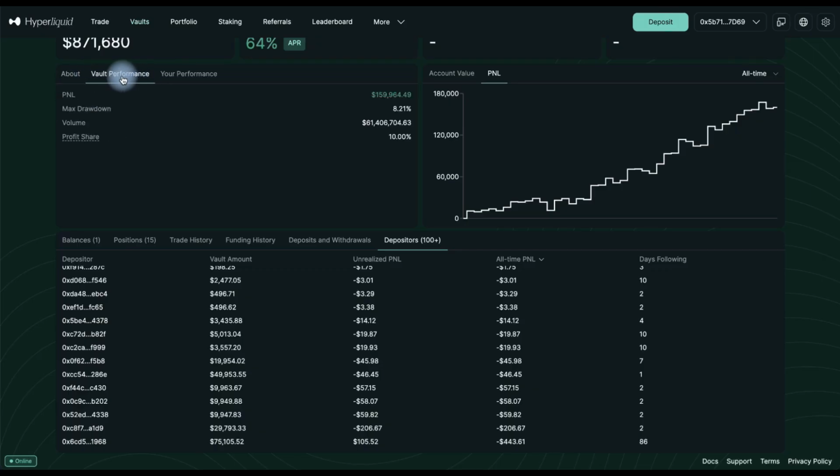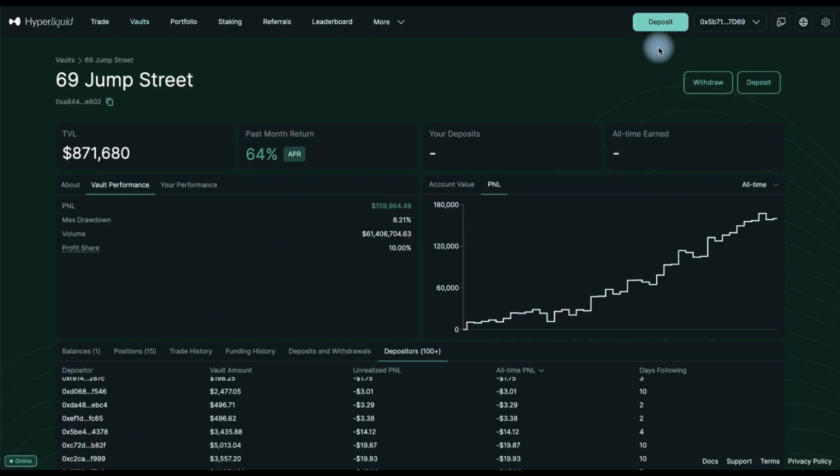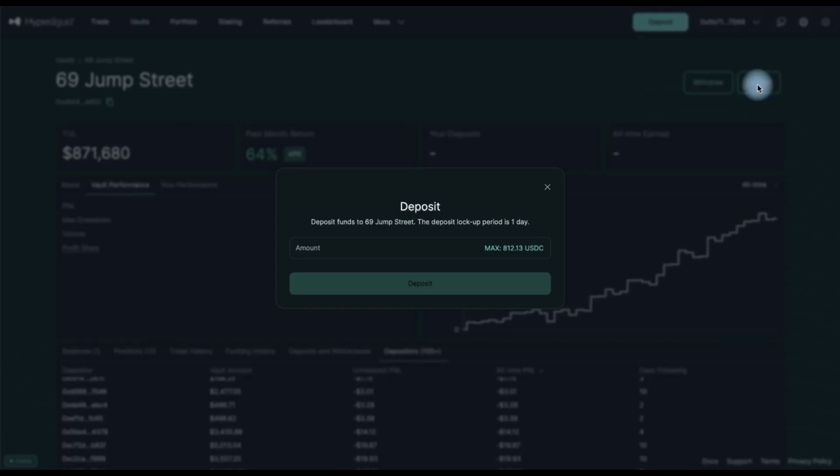Also, here you can go to the Vault Performance tab, and here we see P&L and the maximum drawdown. This trader had a maximum drawdown of over 8%, and here I like the P&L chart, which in general has been growing all the time from the very beginning. That is a good chart, that is why I chose it. I consider this vault not bad. One can invest here. To invest here, we click the deposit button.